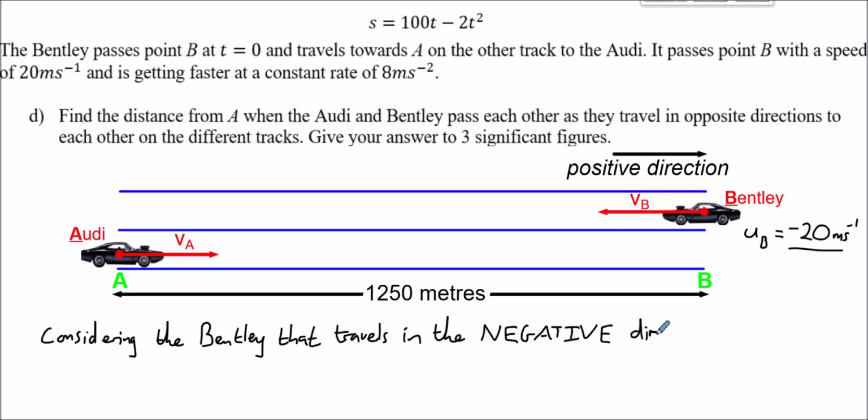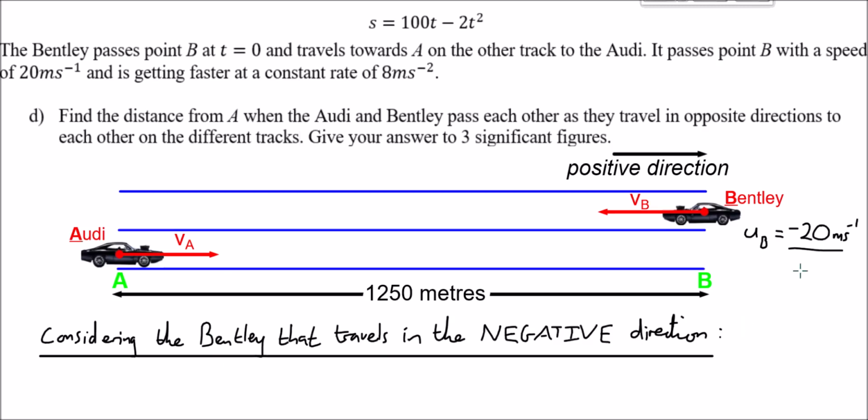We can also think what else we're told about the Bentley at this point. We're told about it having an initial speed of 20 meters per second. Its initial velocity is minus 20. We're also told about the acceleration. I've been careful to say it's getting faster at a constant rate of 8 meters per second squared. That means its acceleration is growing in the negative direction.